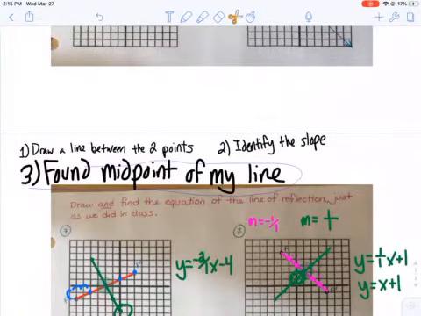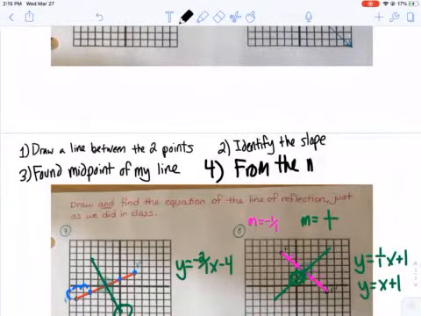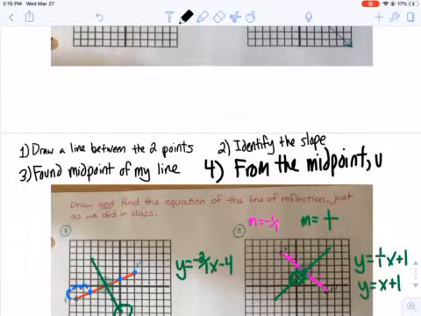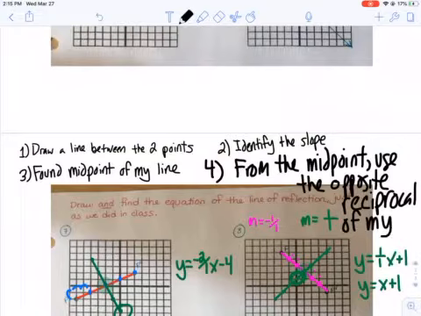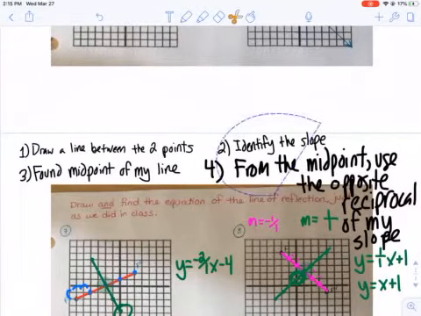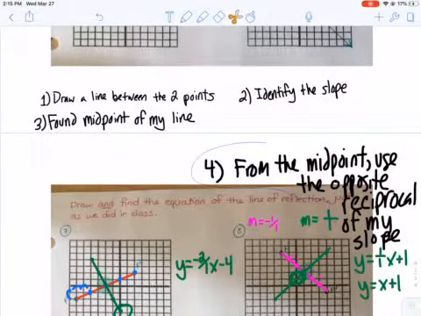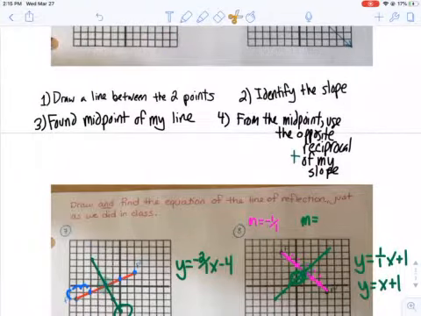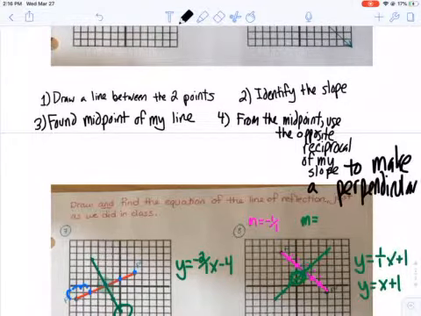And from there, let's see. I'm just shrinking some stuff down so I can keep it. From the midpoint, use the opposite reciprocal of my slope for a new line. I'm running out of space, so I'm going to transport this stuff. That's okay. Here we go. Slide this over. To make a perpendicular line. Can I squeeze it in? I did. Nice. All right, so there you go.